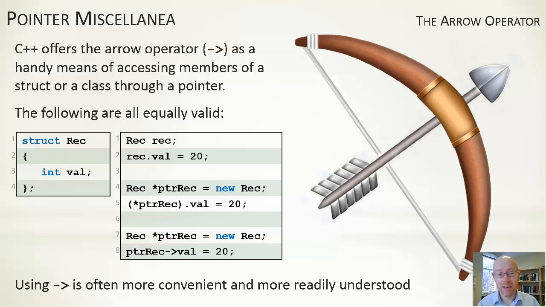At line 5, inside the brackets, we're dereferencing that pointer. So we're saying, okay, we're pointing to a rectangle. I want to dereference it. I want to access the actual rec structure that I'm pointing to. And then I'm using the dot operator and going to the val and setting it equal to 20.